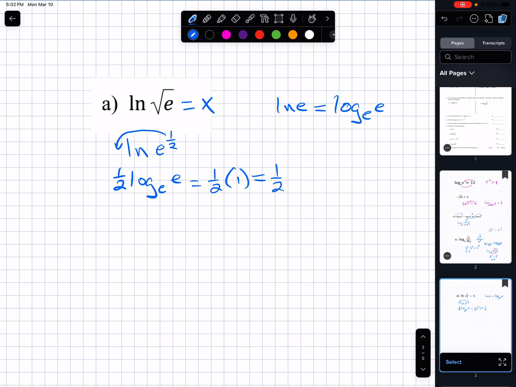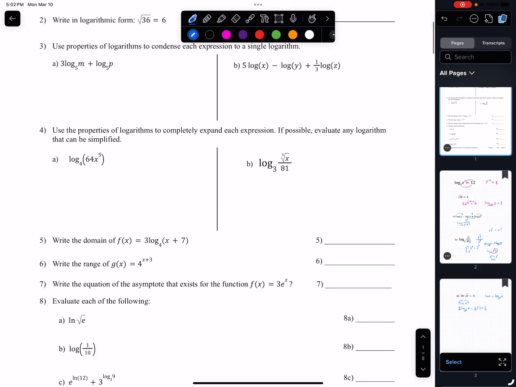Let's do this one. That one's got another little wrinkle to it. We should do that one too.